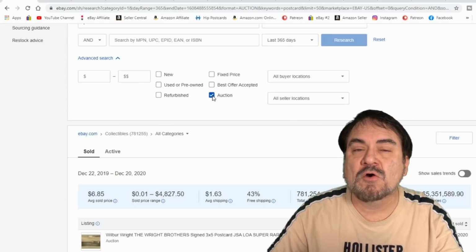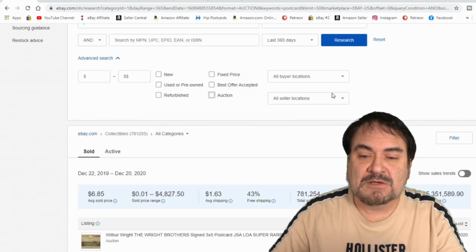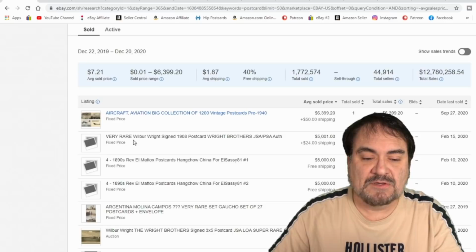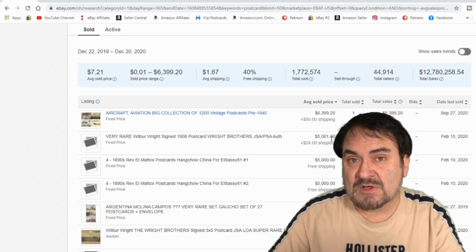Again, I'm going to show you some very specific examples of things we've seen and prices we've garnered for items in just a moment here. Now let's take this back off and just search for all of them again. So right here, the top one is another one. Unfortunately, you can't see the photo because it's lost with eBay's issues, but it's another Wright Brothers signed postcard that went for $5,000, well over what the other ones sold for.